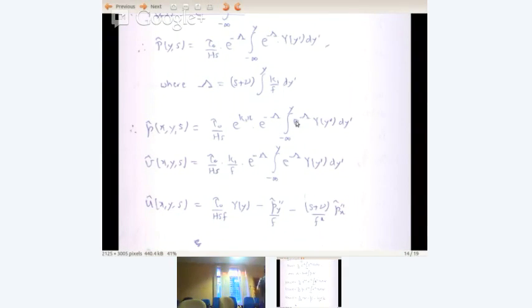the first derivative is for the integral. The lower limit is a constant, it will yield you nothing. All you will get is e power lambda into capital Y of y. E power lambda will cancel out this e power minus lambda, and you'll be left with tau naught by hs e power k1x into y of y.